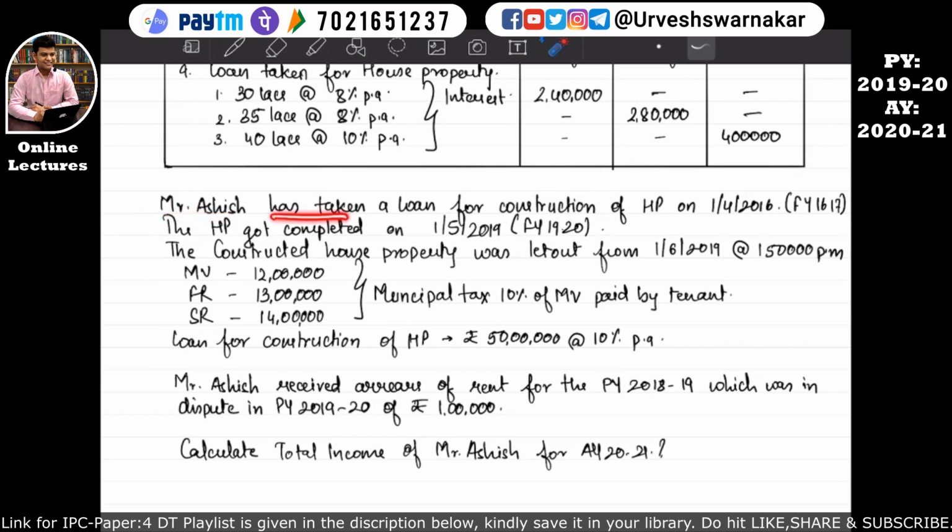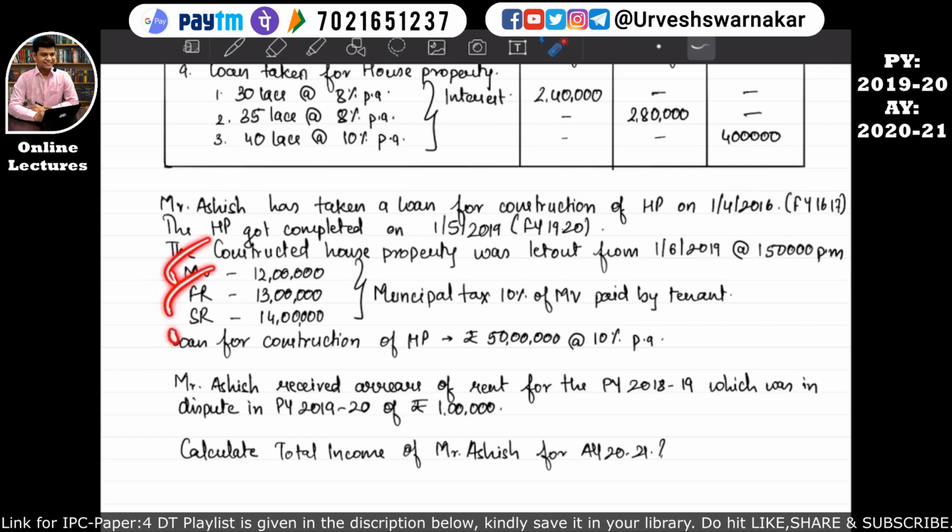Mr. Ashish had taken a loan for construction of a house property on 1st April 2016, that is financial year 16-17. The house property got completed on 1st May 2019, that is in the financial year 19-20. So this is our previous year also, 2019-20. The constructed house property was let out from 1st June 2019 at the rate of 1,50,000 per month.